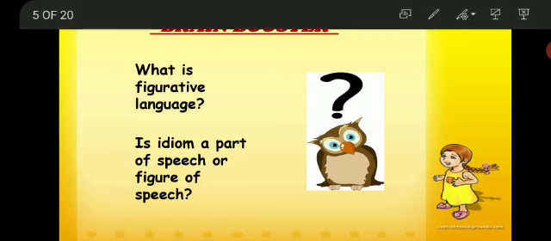Okay. Now, first of all, tell me what is figurative language and is idiom a part of speech or figure of speech? So, students, we all know that there are 8 parts of speech: noun, verb, adjective, adverb, pronouns, interjection, conjunctions, prepositions. These are the 8 parts of speech. Students, you know that there are also some figures of speech. And what is figurative language or what is figure of speech?